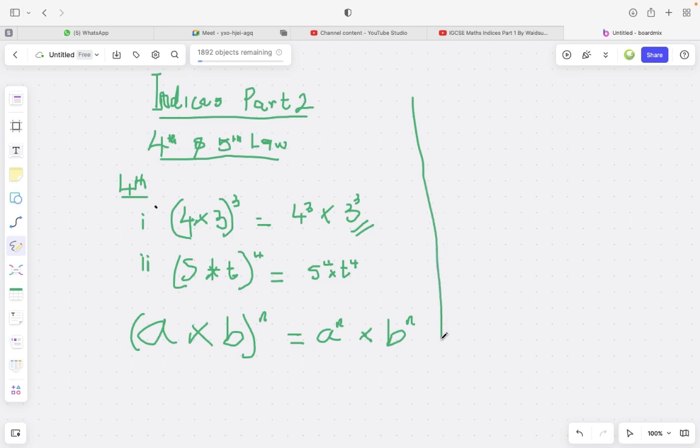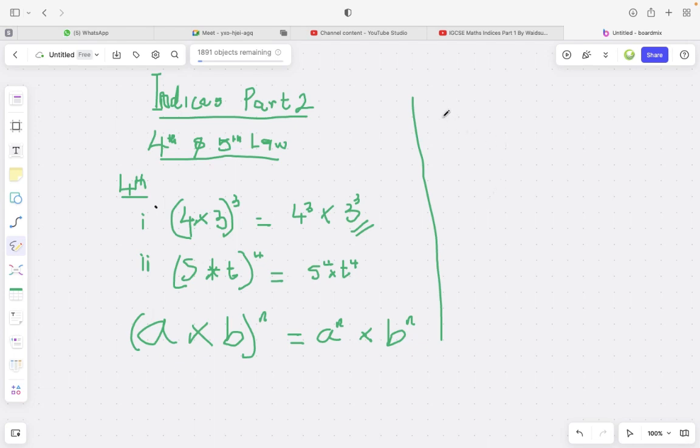If they have the same base, it will not be fourth law. This will now be like first law, because when you expand, this and this have the same base, a to the power of n times a to the power of m. It will be very easy to know if they have the same base. Now let's take a look at an example.